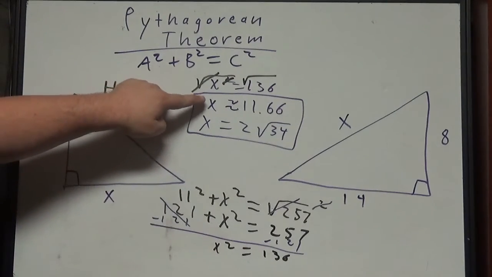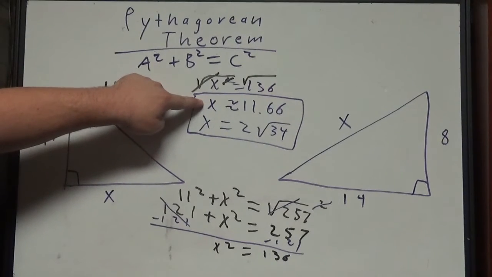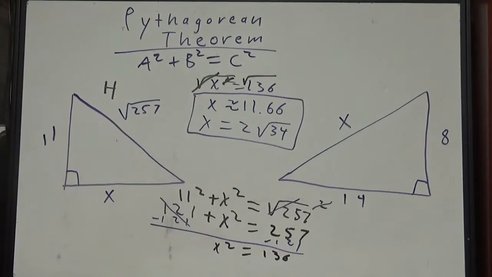If your calculator does not simplify square roots, and it gives you just the digits, the value, you'll get an irrational number. That's what it will give you. Either one's fine. They mean the same thing. Okay.